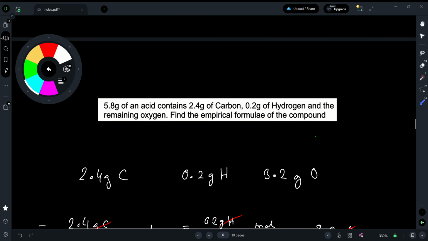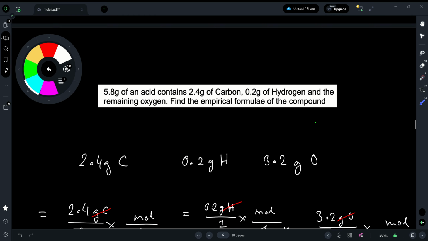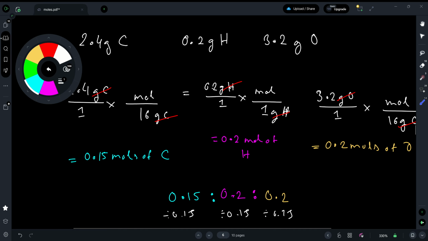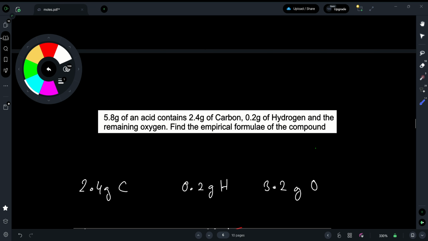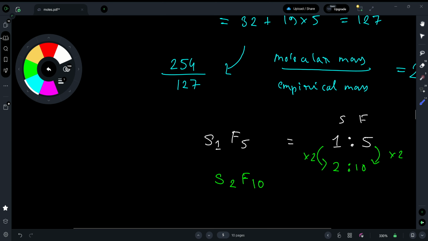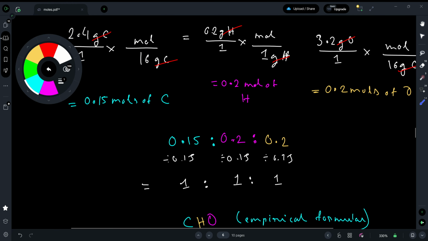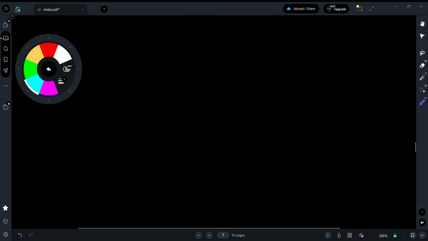We found the empirical formula of the compound, CHO. We're done here. They didn't ask us to find the molecular formula. If they gave us the molecular formula, we would just do what we did here, and then just multiply by a conversion factor, by a number. Okay, so that's empirical and molecular formula. Now let's do stoichiometry.